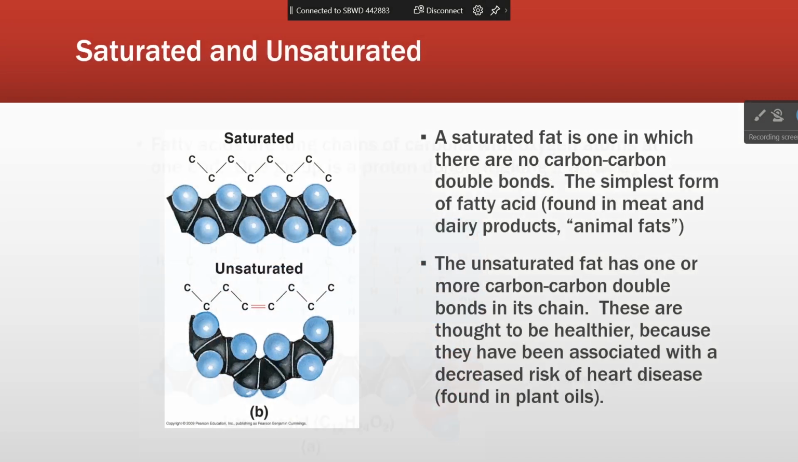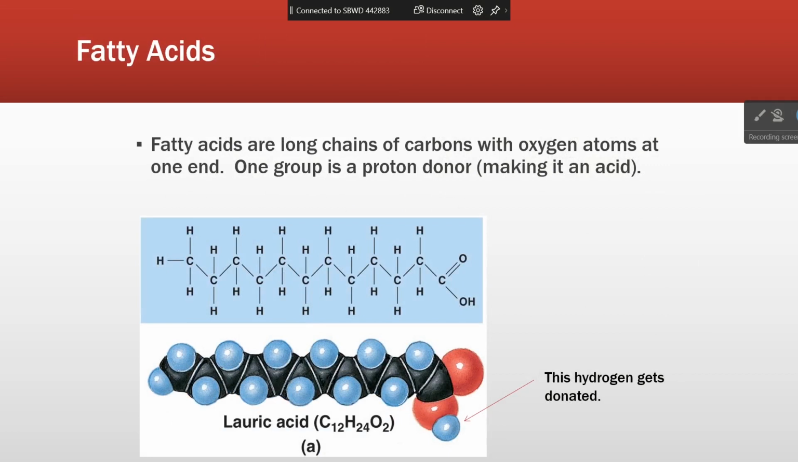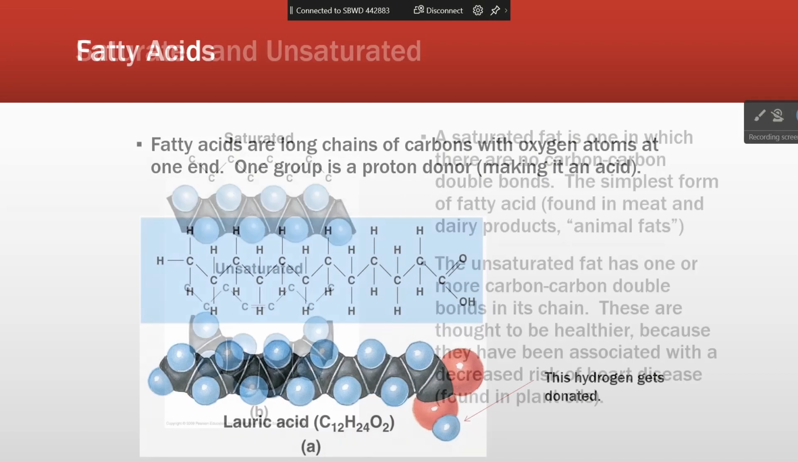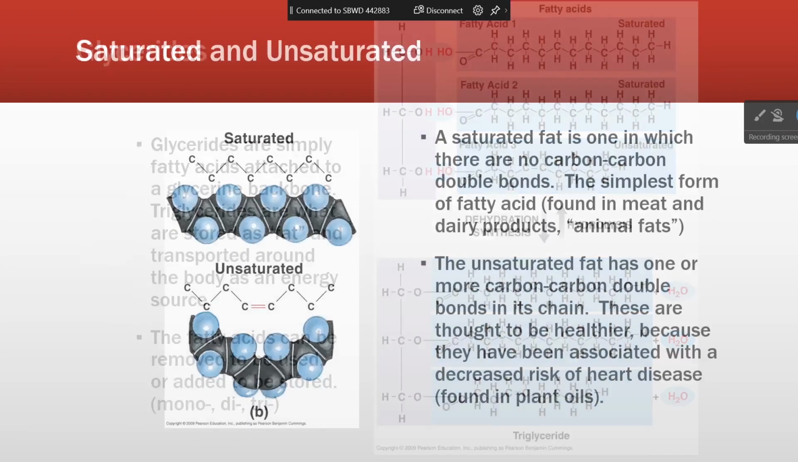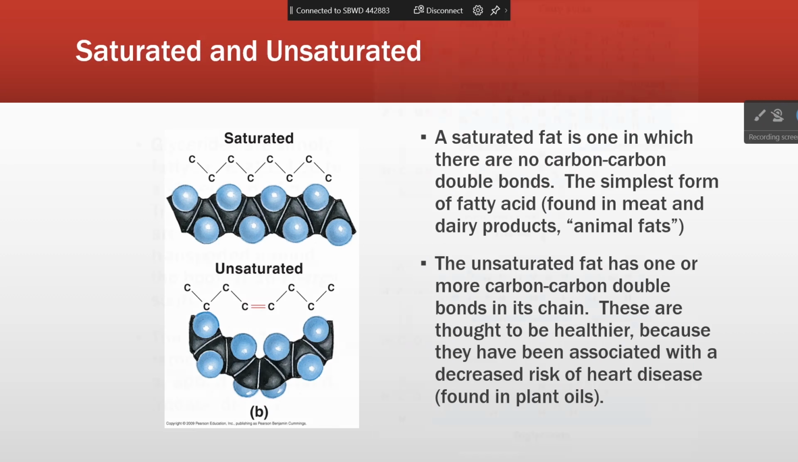We have saturated and unsaturated fatty acids. So this is all single bonds, okay? If we strip away some hydrogen ions and create a double bond, then we have an unsaturated lipid, right? So we have saturated and unsaturated. The unsaturated ones are thought to be healthier. The saturated ones are typically found in meat and dairy products. Again, more on that when we get to the digestive tract.